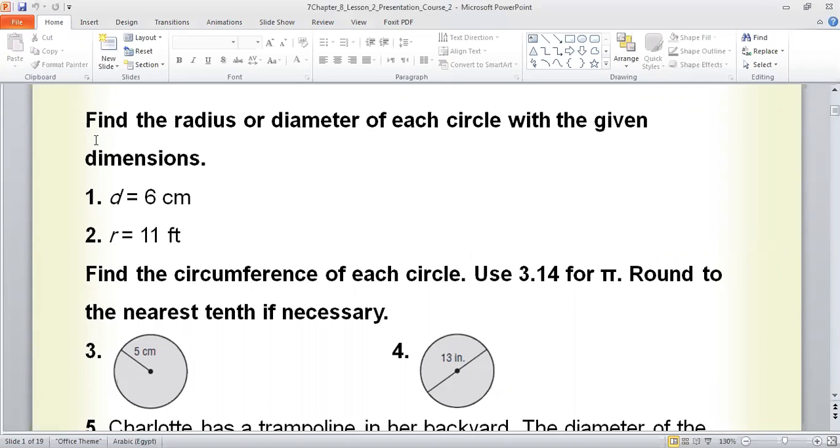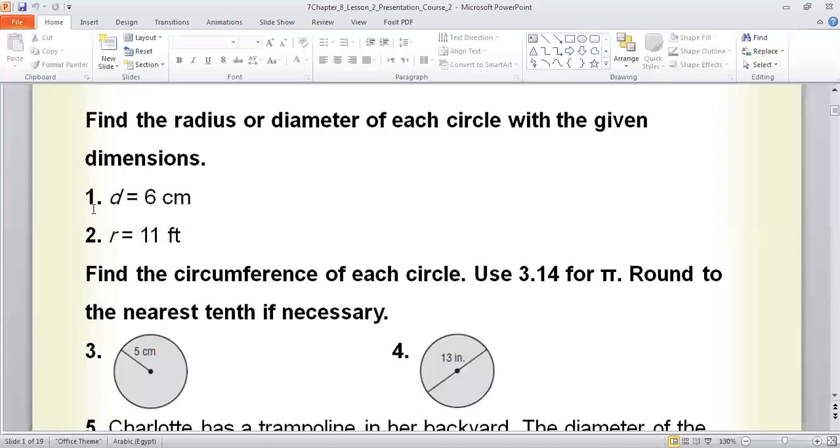He gives me that. Read the head of the question, Muhannad. Find the radius or diameter of each circle with the given dimensions. D equals 6 centimeters. Maybe he needs the radius, or maybe he needs the diameter, right? In the first question, he gives me the diameter, right? Yes, it's 6 centimeters.